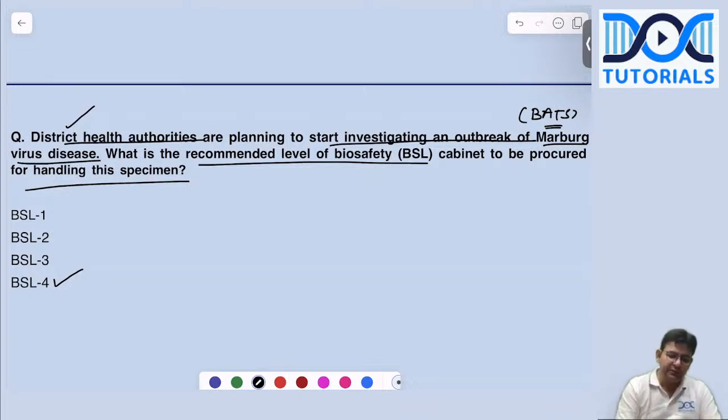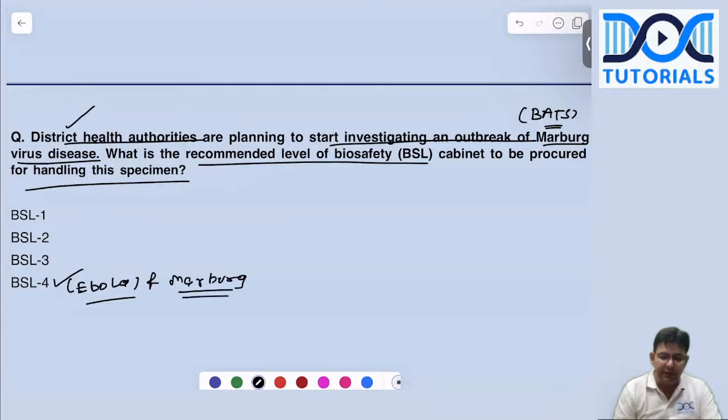Already asked question: which other virus can you handle in this? Ebola and Marburg. So the answer is no doubt what? These filamentous ones, which are BSL4. Okay. BSL3. Guys, BSL3 is mostly for TB, Mycobacterium TB. You should know. And this question came: XDR TB, MDR TB, all of them are to be handled where? In this BSL3.